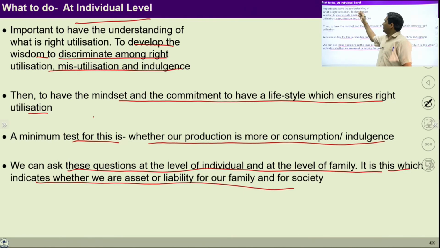So this we can do at the level of individual. What we can do, number one, is help people to ensure this wisdom, and with this wisdom people can discriminate among right utilization, misutilization and indulgence. And once people are clear about right utilization, they will ensure a lifestyle conducive to the natural environment, conducive to society, conducive to right utilization. All these things can be ensured with right wisdom. So at least this we can do at the level of individual.